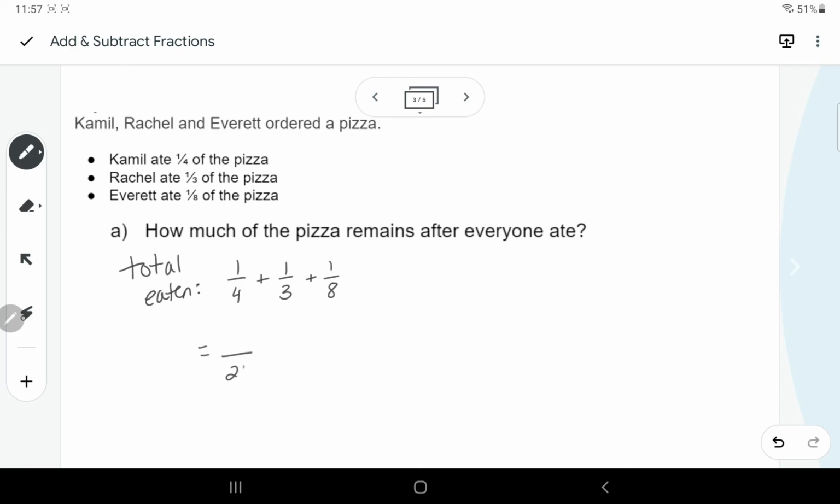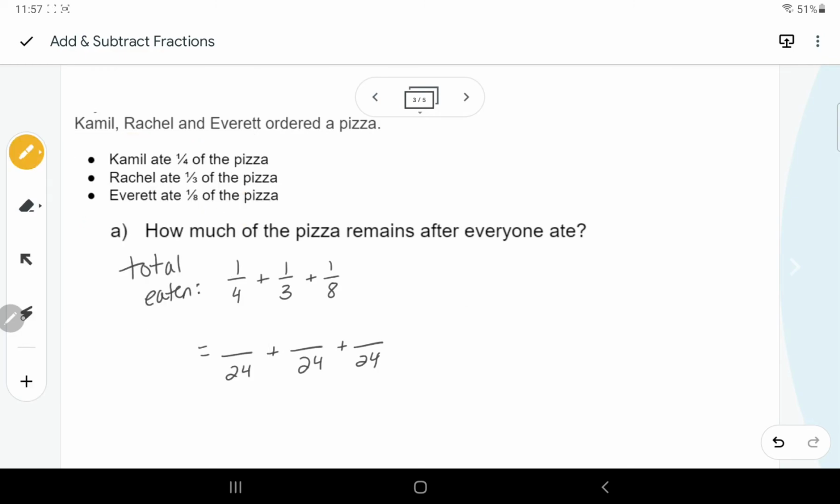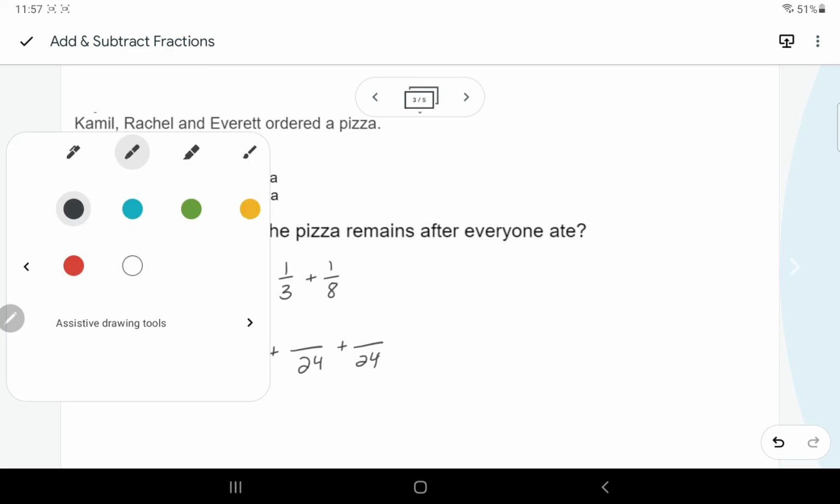So I'm going to make each of these over 24. Now I'm going to go through and say, what am I doing to each one to make it out of 24? Maybe this is a really big pizza, big rectangular pizza with 24 slices. So what did I do to the 4 to get to 24? We know that that's times 6, so top and bottom. So we get 6 over 24.